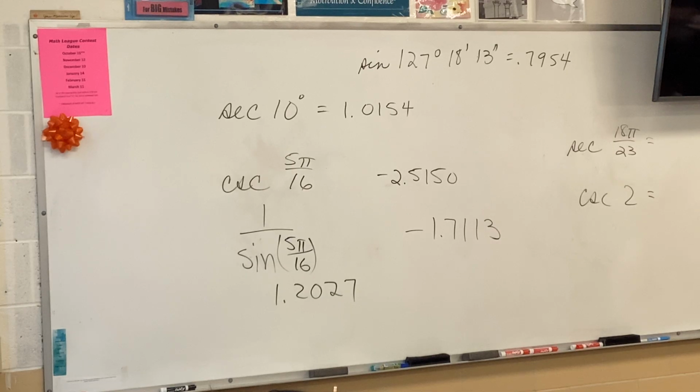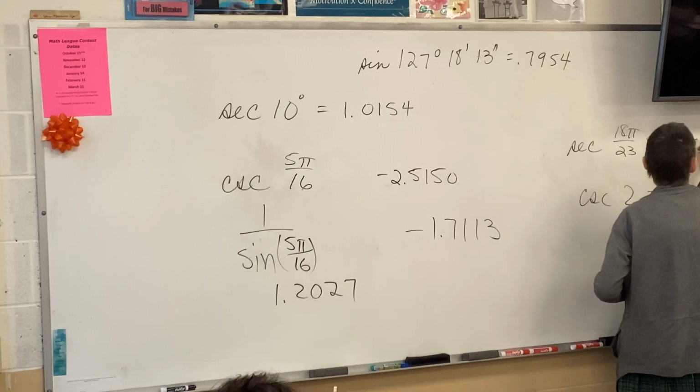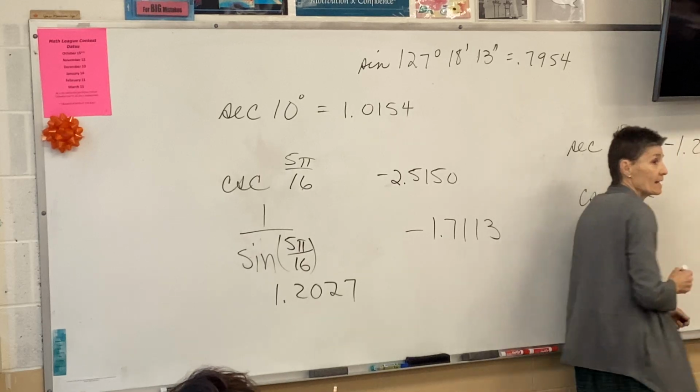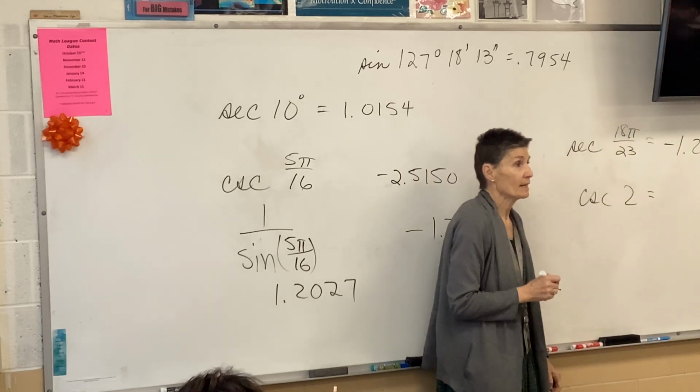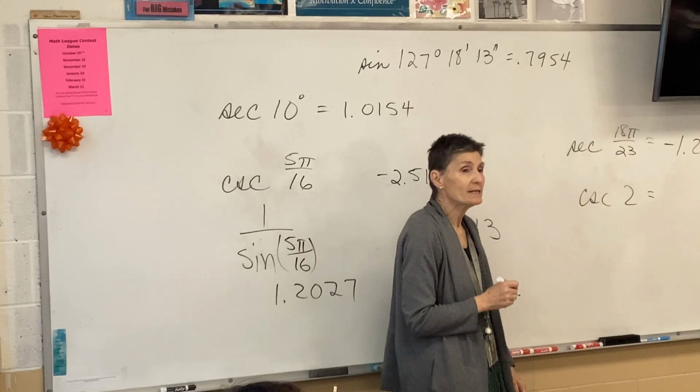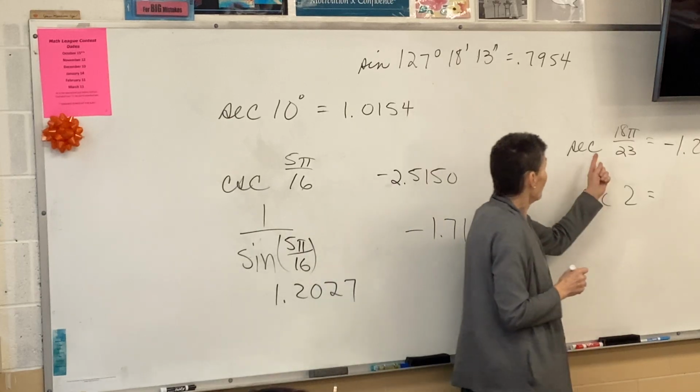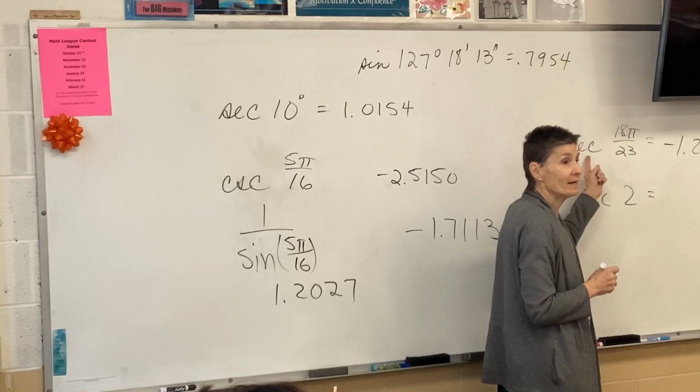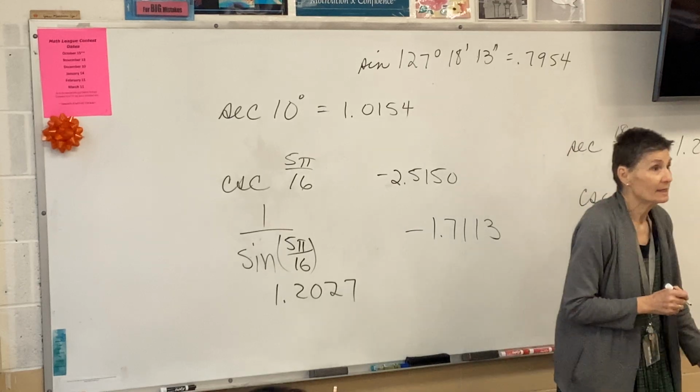Vincent, you got an answer? Which one? Negative 1.2891. How does that sound, everybody? Awesome. Is that good? How did we type this in? 1 divided by cosine? Exactly.